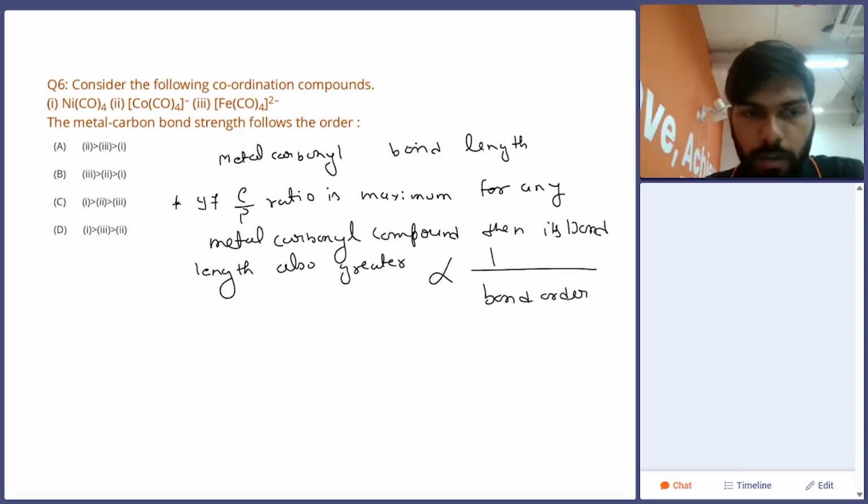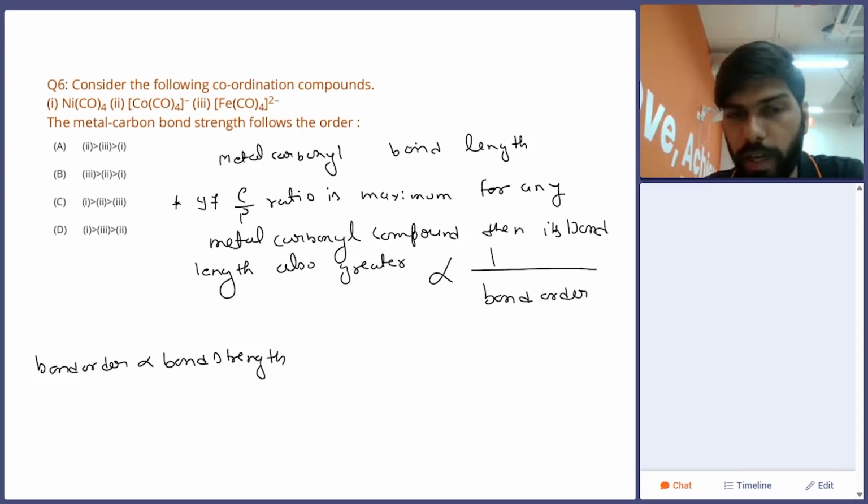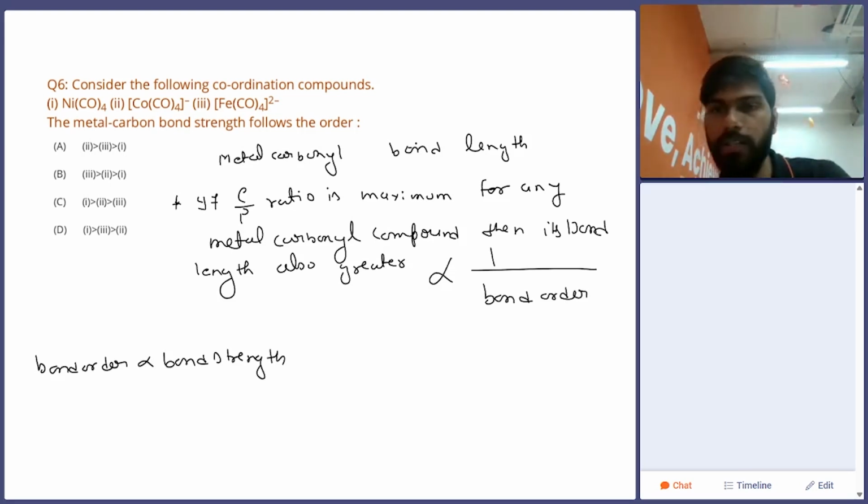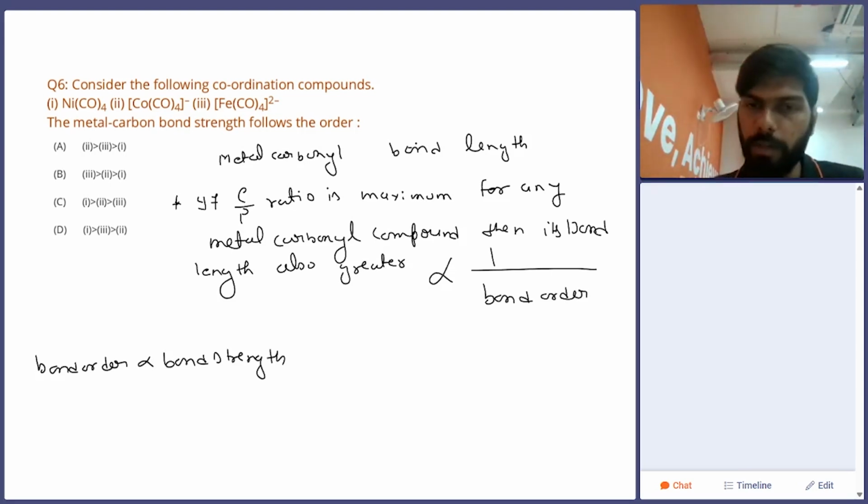And one more thing, I hope everyone is aware that bond order is directly proportional to bond strength. Okay, so if bond order of any metal carbonyl is greater, its bond length is lesser and bond strength will be greater. Now one by one, if you calculate E upon P ratio, here it is 1, here it is something like 0.95, and here it is 0.92.